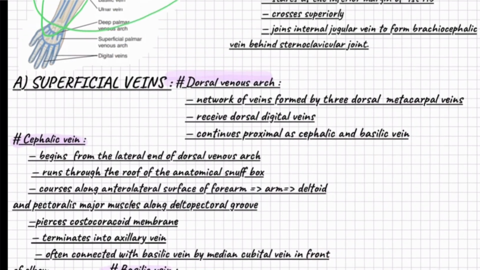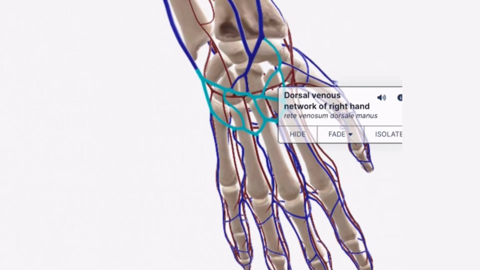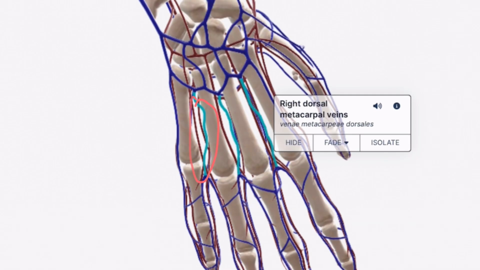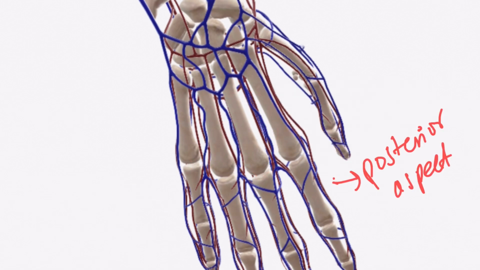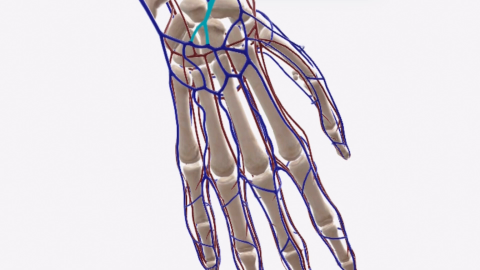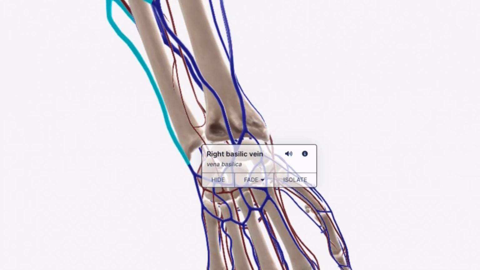So first we shall discuss the dorsal venous arch. It is the network of veins formed by three dorsal metacarpal veins, which are present on the posterior aspect of the hand, and they receive the dorsal digital veins and continue proximally as the cephalic and basilic veins.